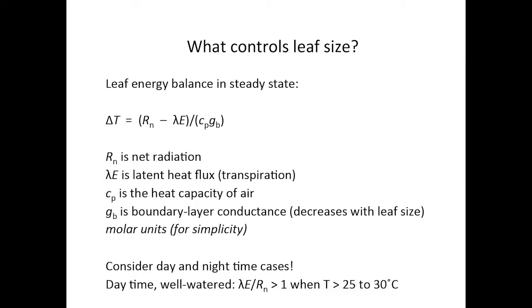But actually, this is the really easy version, because this says that the delta T in steady state, which is reached very fast, has to be equal to the difference between the net radiation received at the leaf and the transpiration from the leaf. And then the scaling factor here is the product of heat capacity of air and the boundary layer conductance of the leaf, which is well known to decrease with leaf size.